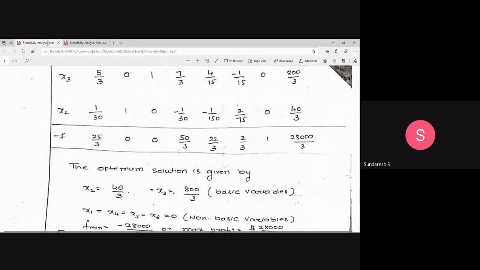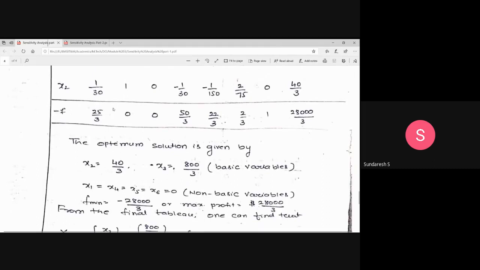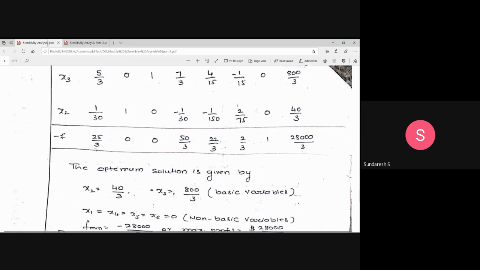Let's do some other problems. Look at the last table, what you have seen. So what you have got here are the cost coefficient values. You can see the last coefficient value is 25 by 3 for the first one. Am I right? Now this is what we call the C1 bar.